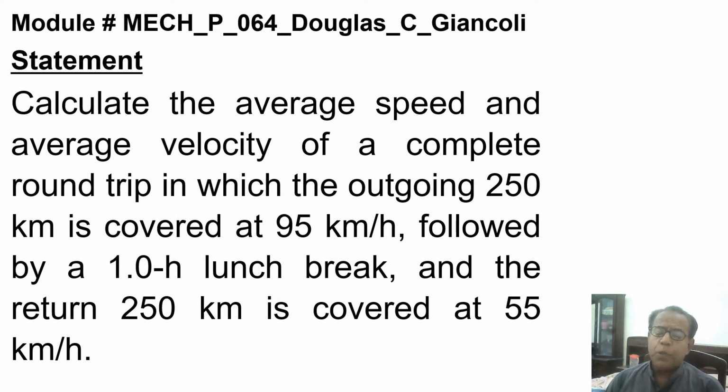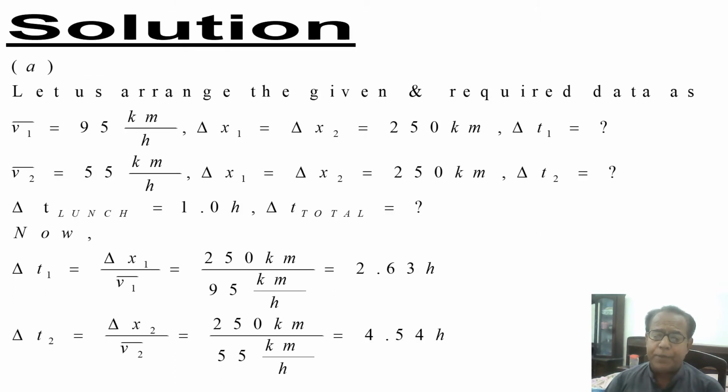250 kilometers going and 250 kilometers back. However, due to the 1 hour lunch, speed is disturbed, speed varies. That is why one velocity is 95 kilometers per hour while the other is 55 kilometers per hour. Quite simple. Now we move on to the next slide to see its solution.